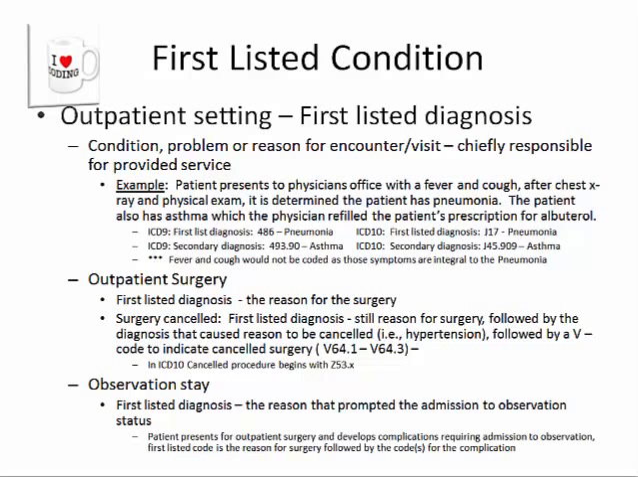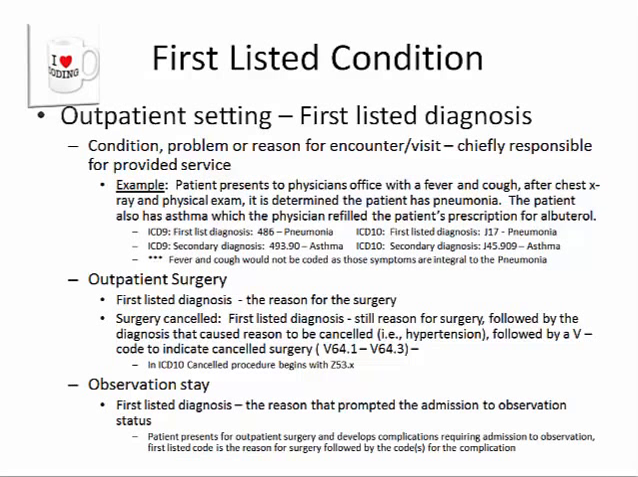Now you can see their first listed diagnosis, because they were diagnosed with pneumonia, would be 486, and I also have the ICD-10 code there for reference. And then we're also going to code the secondary diagnosis of asthma because it is being managed, and they wrote that prescription. Fever and cough would not be coded because they're symptom codes, and they're considered integral to the pneumonia.